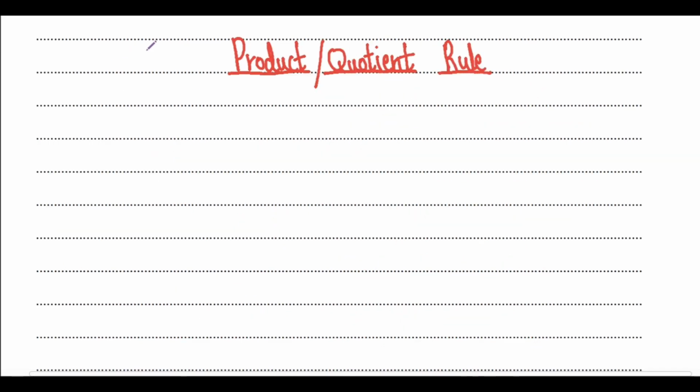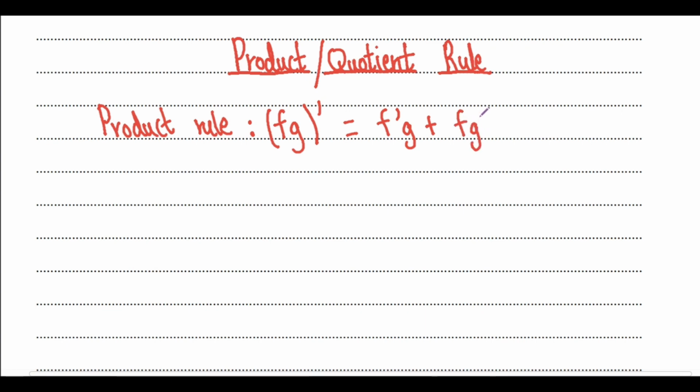Let me know what you want to see about the product and quotient rule. So we'll start with the product rule. Unsurprisingly, it's related to derivatives, and it's exactly what you would expect. When you have functions f and g, and you multiply them together, and then you want to take the derivative of that whole thing, what do you get? Well, you get f prime g plus f times g prime.